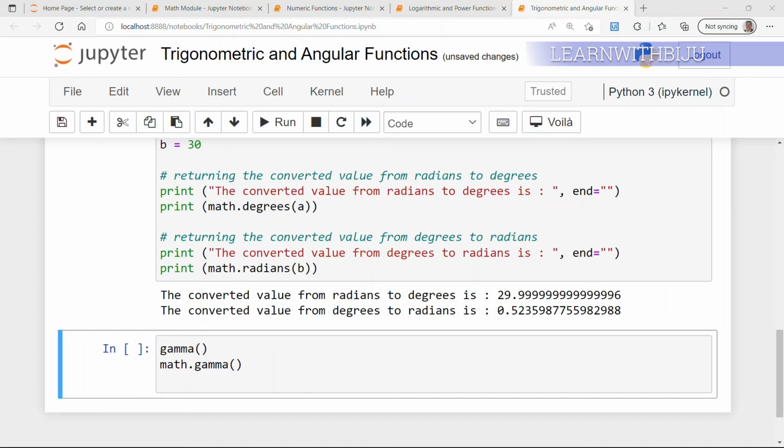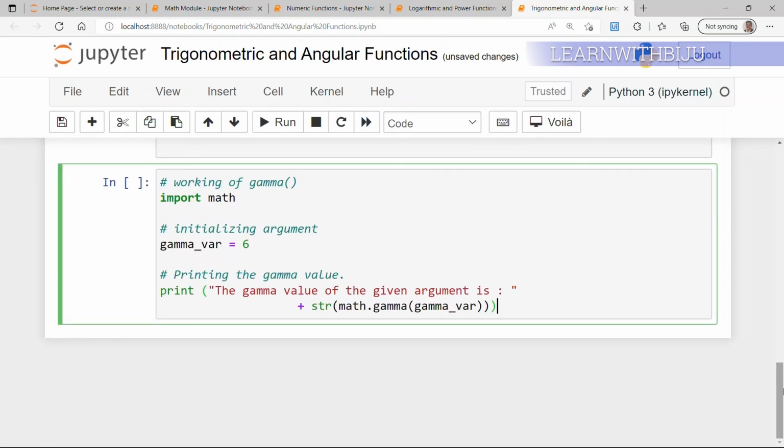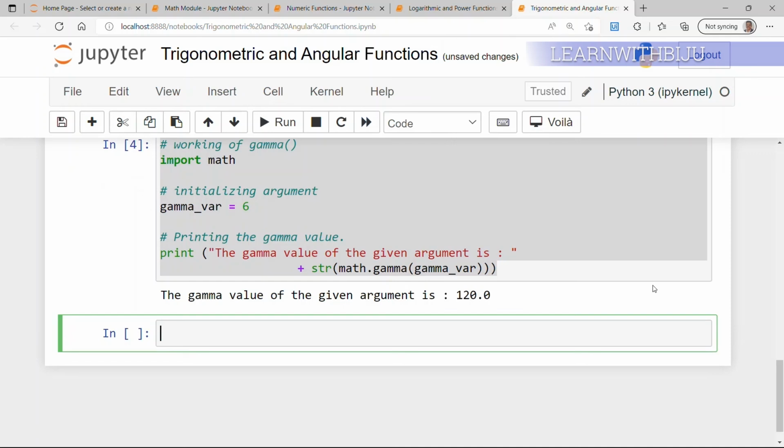So let's have an example. Here we have imported the math module. Then we have a gamma variable, 6. Then we are printing the gamma value of the given argument, which is 6. So let's see what that is. The gamma value of the given argument is 120. The gamma value of 6 is 120.